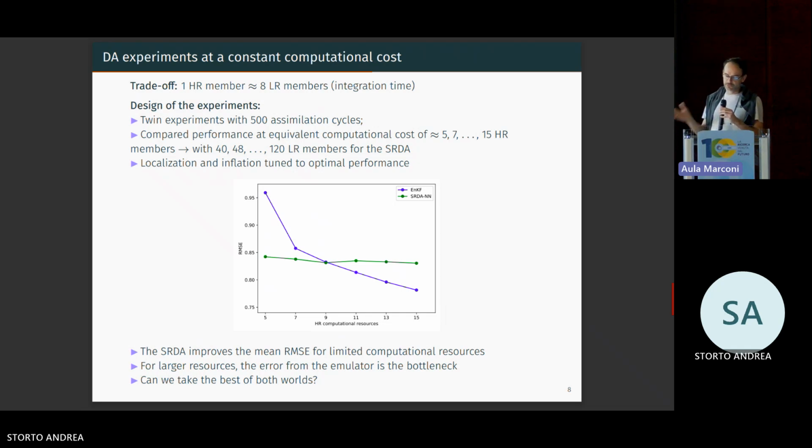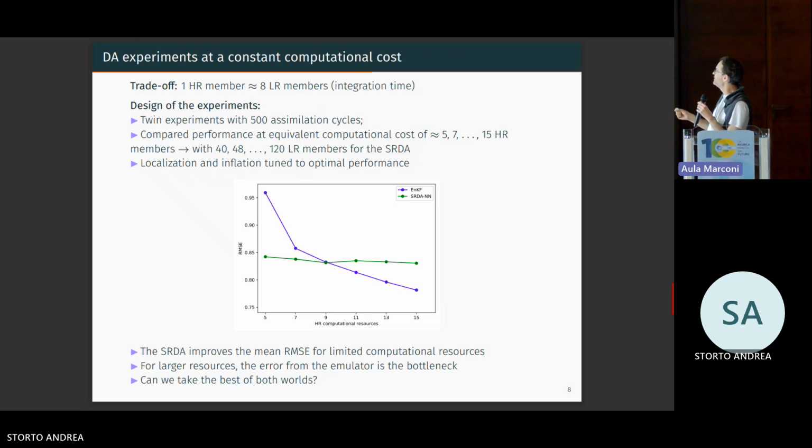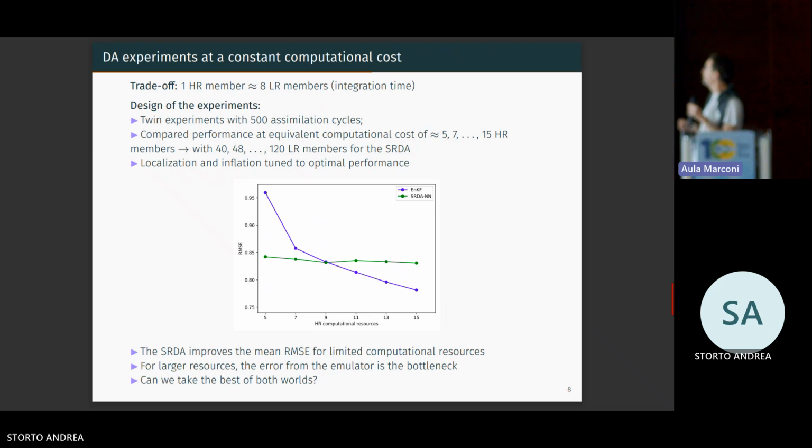of 5 to 15 high resolution members with a step of 2, which results in the particular case of the SRDA in 40, 56, up to 120 low resolution members. And of course, the localization and inflation are tuned to optimal performance.